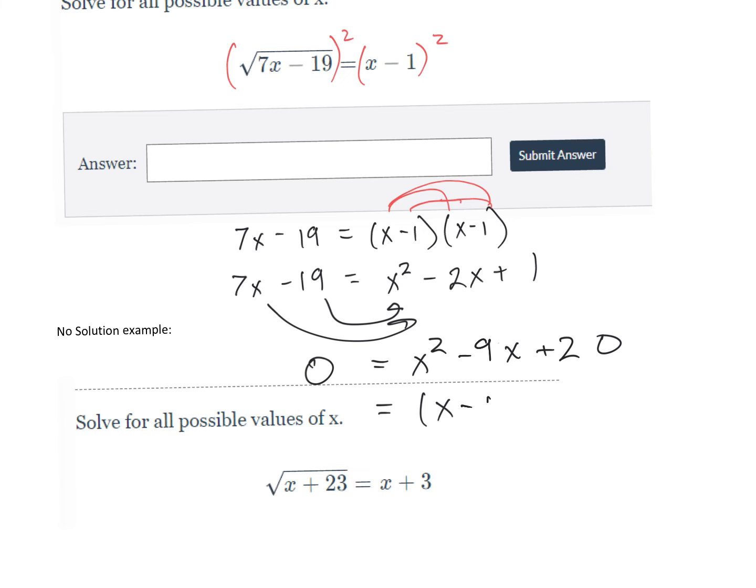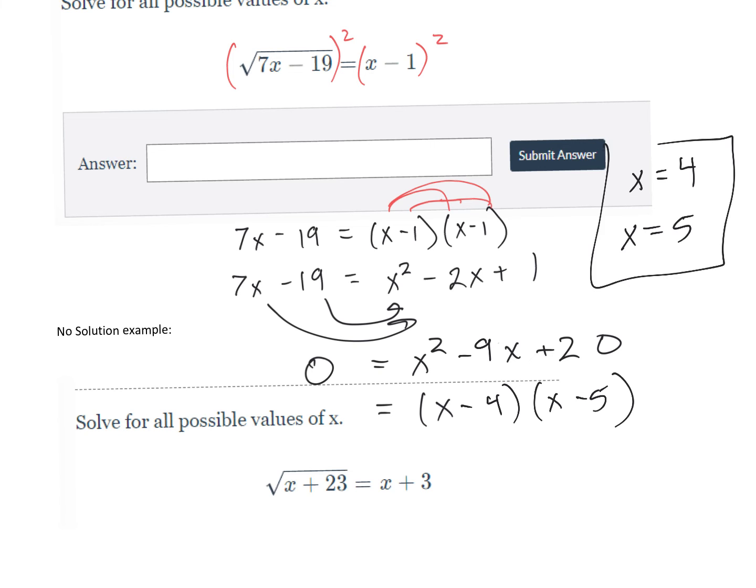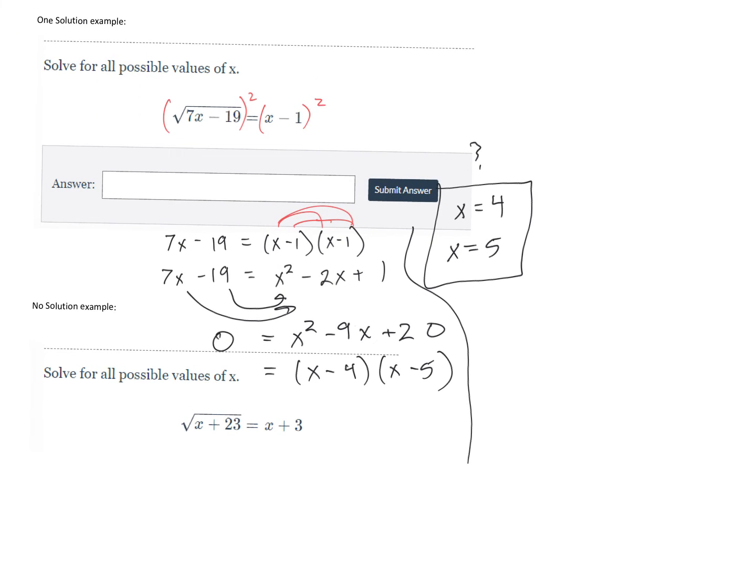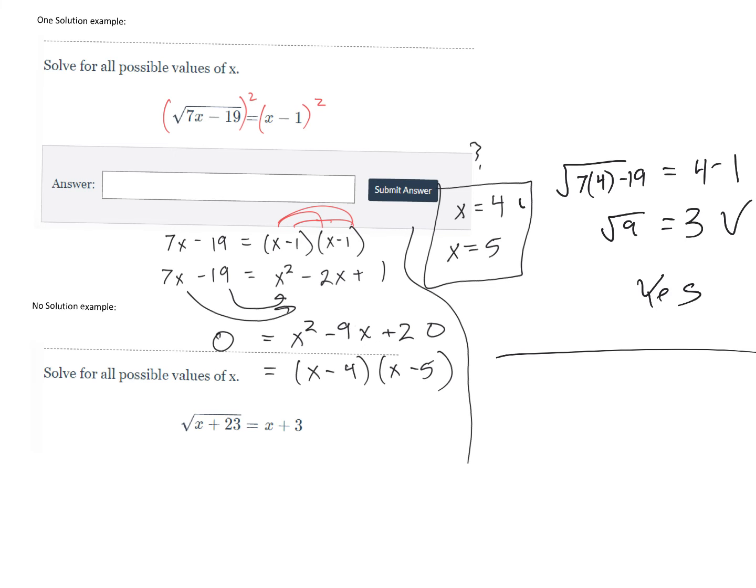Okay, so it's going to be x minus 4, x minus 5. So our two x's are apparently 4 and 5. But is it? Because you got to check, apparently. So let's check. So it's a whole process, y'all. And what do I mean by checking? I take the original problem, plug in 4, see if it checks out. Yes, this one's okay. So x equals 4, I'm seeing, is okay.